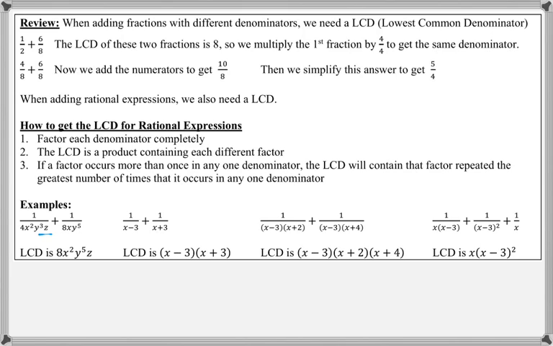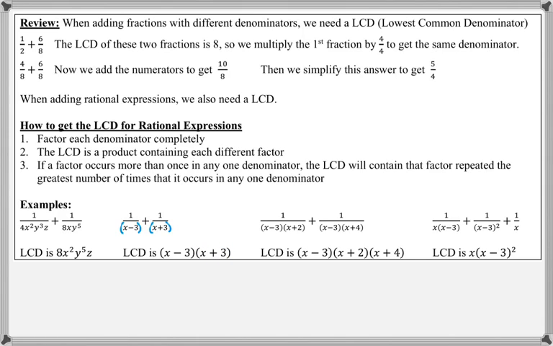I have 1 z here, I have no z's here, but because it's the greatest number of times, you need to have 1 z here. Looking at another one, again, you really need to treat x minus 3 as a group and x plus 3 as a group. So they're treated as their own thing. So the first one has an x minus 3. The second one doesn't have any x minus 3's. But because you see x minus 3 once there, you need an x minus 3 in your LCD. The first one doesn't have any x plus 3's. The second one has one x plus 3. So you need to have an x plus 3 in your LCD.